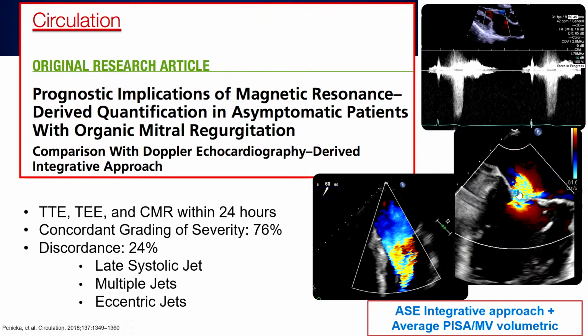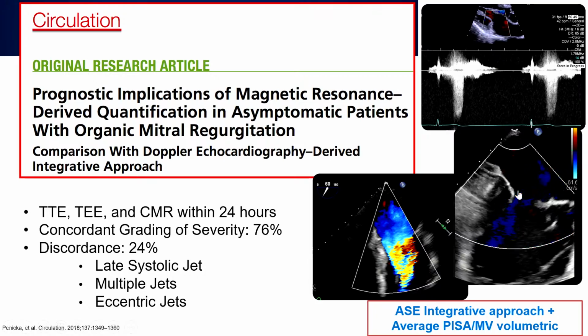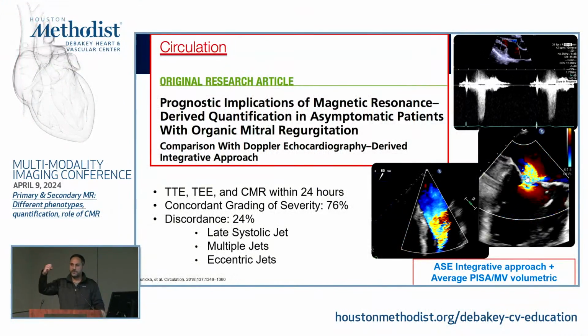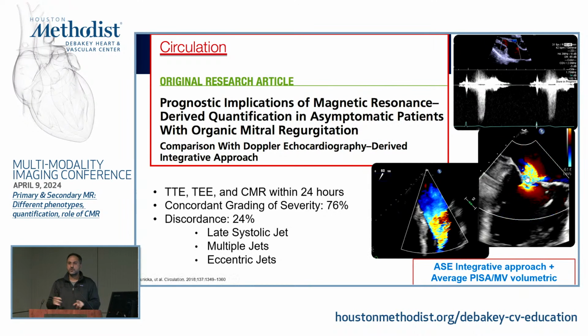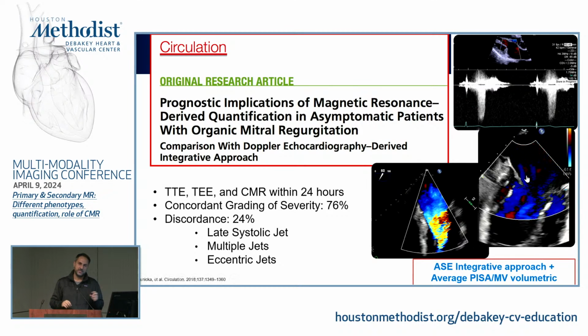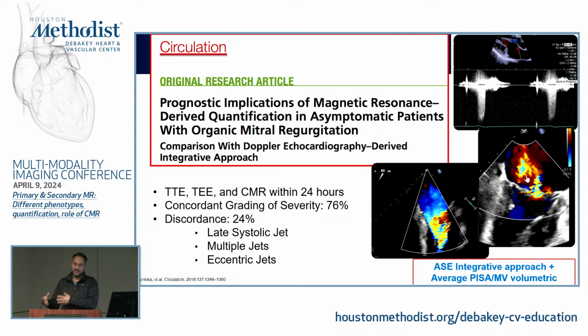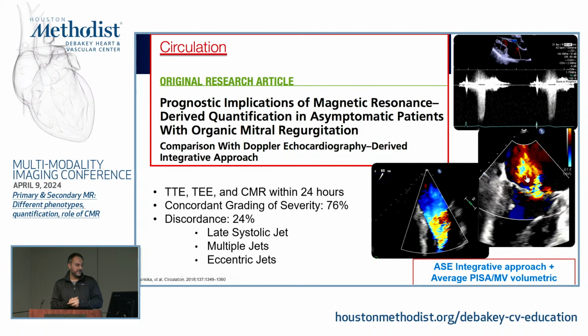The way they graded the mitral regurgitation on echo is by the ASE guidelines. So they used the ASE integrative approach. If you have, let's say, 4 parameters or more, that's severe. If you have less than 4, they did an average of PISA and mitral inflow. So they calculated PISA, they calculated the mitral inflow, they averaged the volumes, and that volume was used to say if this is moderate or severe. And the concordance was good, 76%.